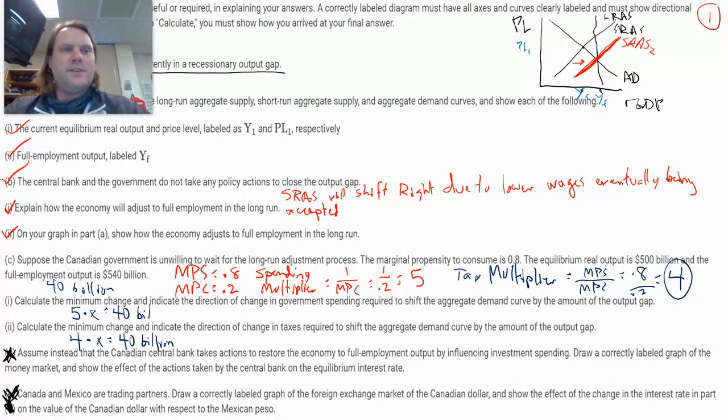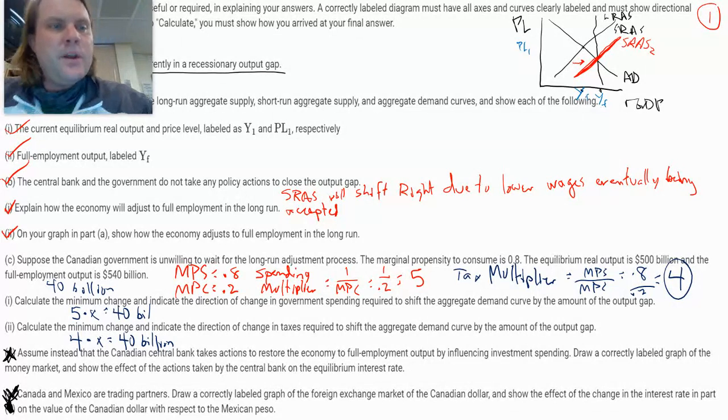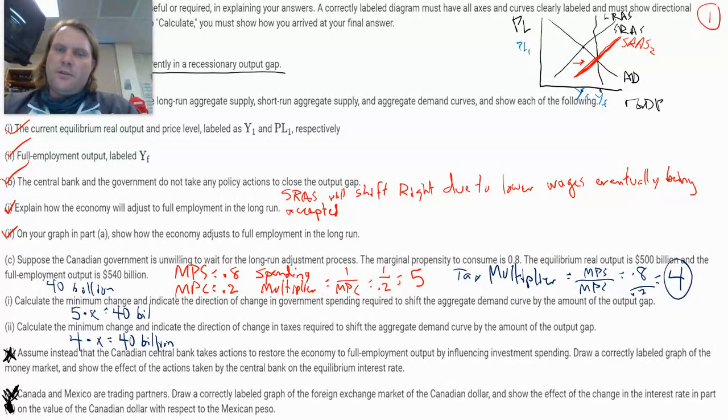So part B says the central bank and the government don't take any policy actions. We've got to get into the long run. How do we get back to long run? Well, SRAS is going to do the opposite of the second problem we did. We're going to shift right due to lower wages. I drew that up there.